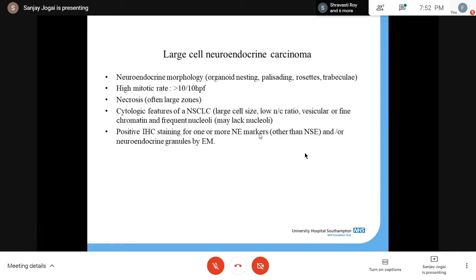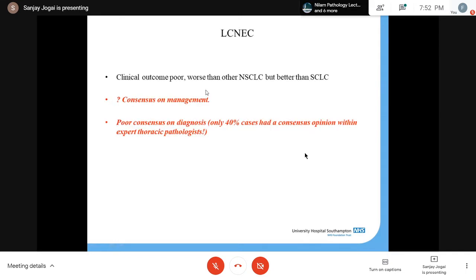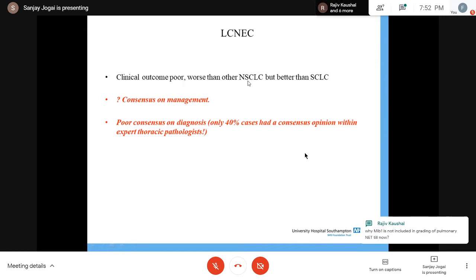Immunohistochemistry is important. You need to see neuroendocrine markers. It's important you don't just rely on one marker. Typical markers we tend to do, and I'm sure most of you do, are basically synaptophysin, chromogranin, CD56, and Ki67. Now, the clinical outcome is poor. It's worse than non-small cell, but better than small cell.